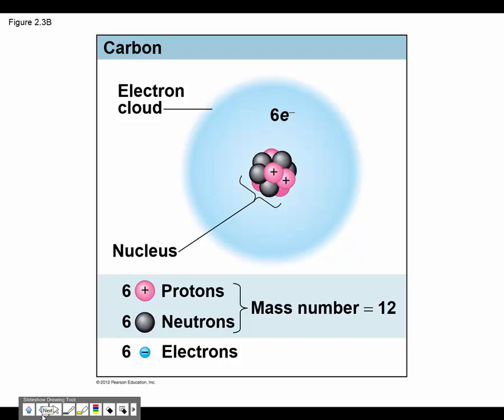So here's carbon. It has 6 protons, 6 neutrons. The mass number is 12. It has 6 electrons, but remember we mentioned that the weight of the electrons is negligible. Okay?